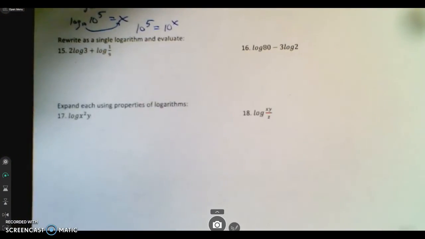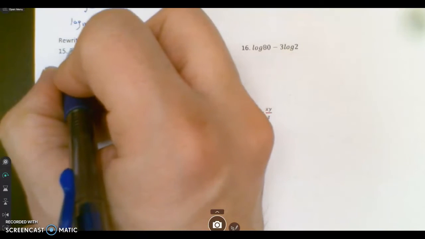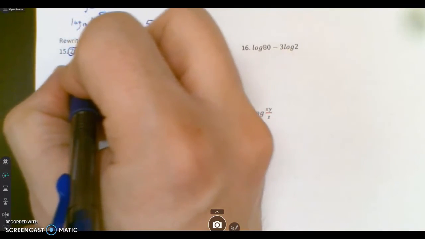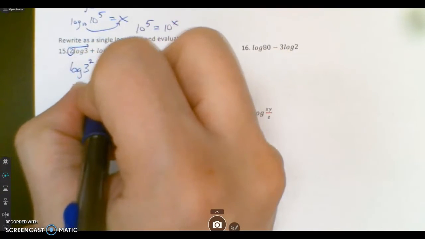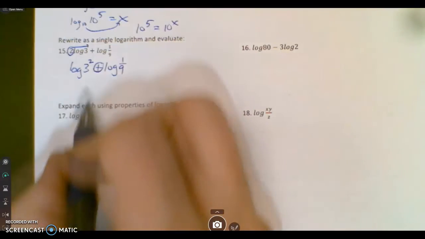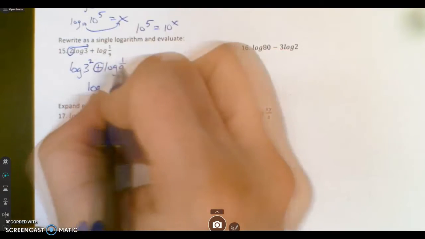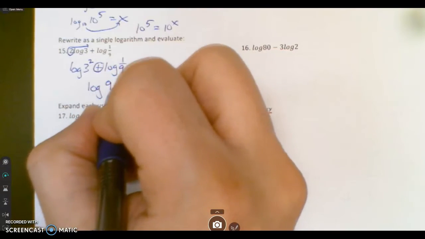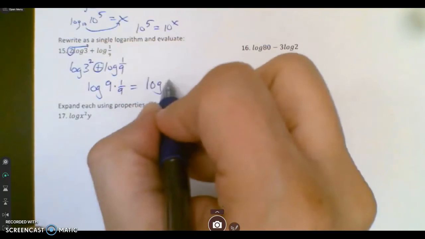All right, last chunk, we're going to expand and condense. So we're going to start off condensing, using our 3 rules from the other day. One of the rules is if you see a number in front, you take it up to the exponent. So common log of 3 squared plus common log of 1/9. And then another rule is if I see a plus between two logs, I can combine them into a single log and I multiply what's inside. So you're going to take 9 times 1/9, which is common log of 1.